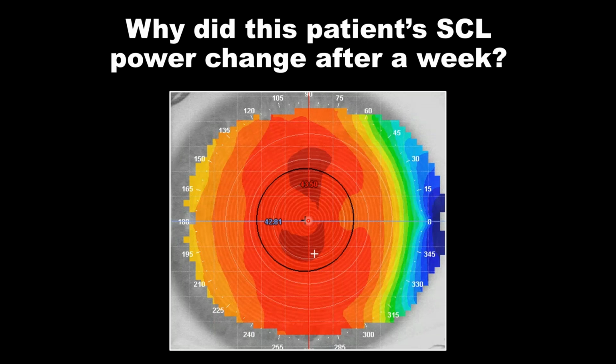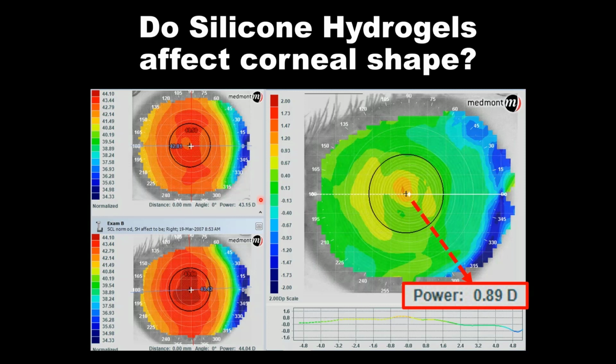If you click your power right in the center of the topography, you can see what the radius was before you fit the soft lens, and you can compare that to after the soft lens wear. Now, this patient had an alteration in their overrefraction on the lens over a week, and we couldn't understand why. This was an absolutely normal eye. The fit of the soft lens was ideal. The over-refraction on the dispensing visit was right on. There'd be no reason for there to be any real changes after a week.